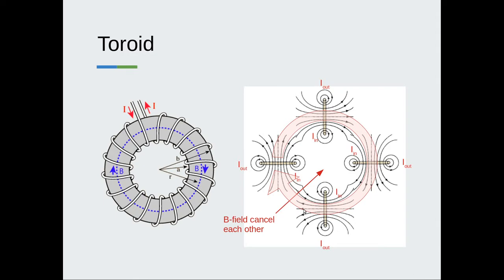Just inside the coil, all of the magnetic fields are superpositions, and they have the same strength pointing in the same direction, so they get stronger. They get connected and stronger. So that is the magnetic field of a toroid.